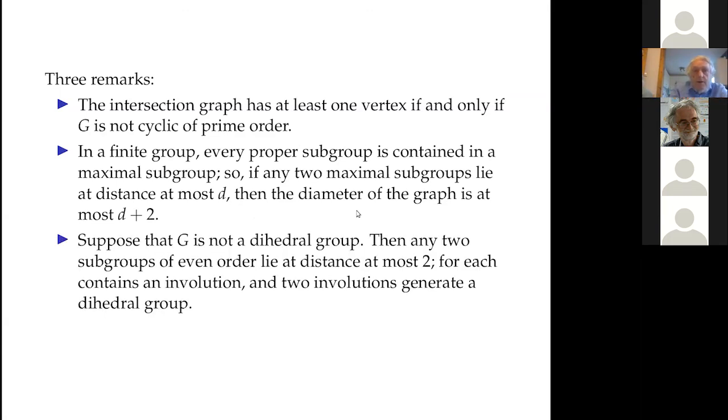And the final thing is that if G is not a dihedral group, then any two subgroups of even order lie at distance at most 2, because each contains an involution. The involutions generate a dihedral group, and that means you can get from one subgroup to the other in 2 steps. So there are some elementary observations.